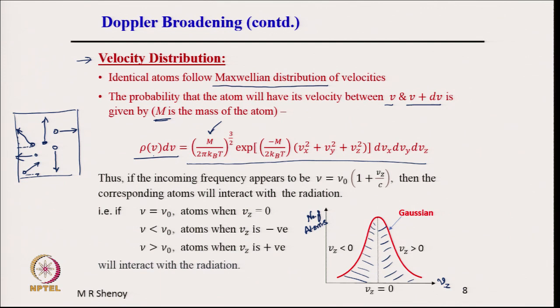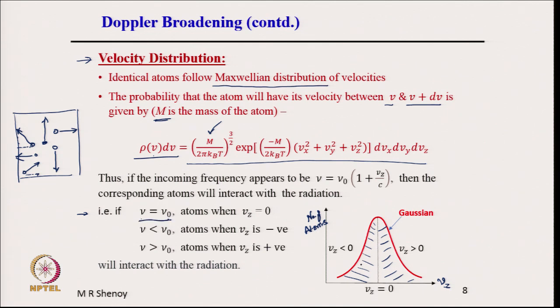Therefore, if the incoming frequency appears to be nu equal to this, then the corresponding atoms will interact with radiation. What does it mean? Please see this logic. For atoms where Vz is 0, that is all the atoms travelling in the perpendicular direction, they will interact with the incoming frequency nu if nu is equal to nu 0.